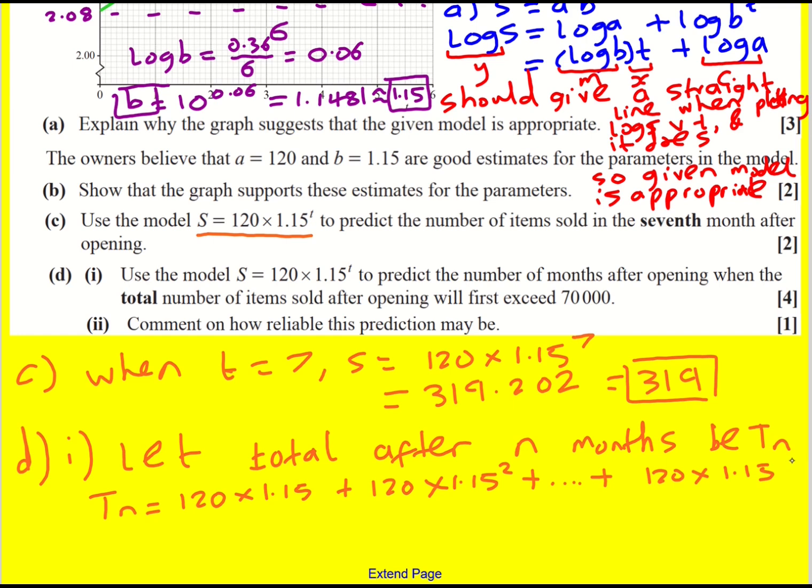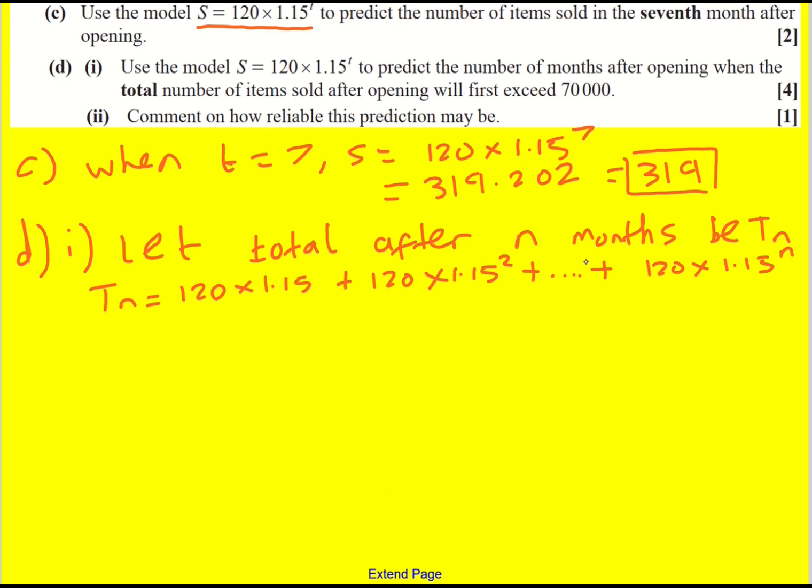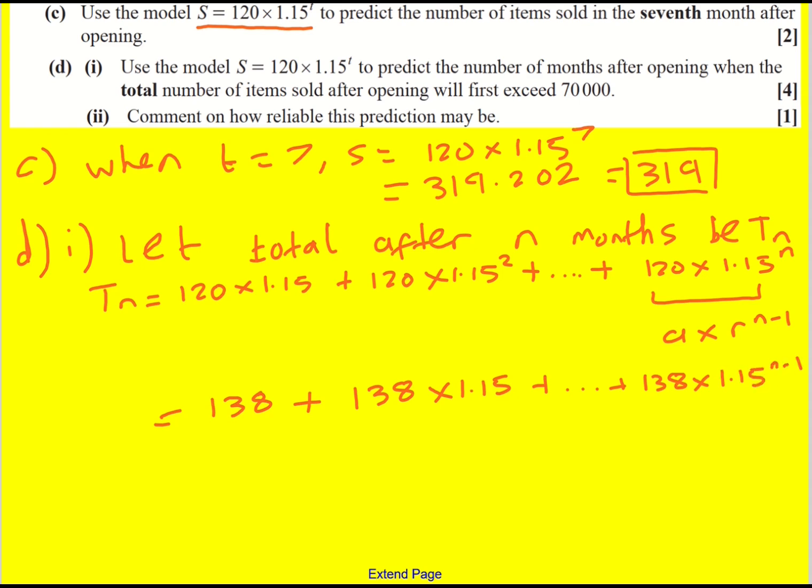So we do have n terms here, but it's not quite in our form a, ar, and so on. The last term should actually be a times r to the n minus 1. So I can sort it out because I can actually work out 120 times 1.15. It ends up being 138. So I'm just rejigging it to what we're used to with our geometric series. This is quite subtle but important. Then the second term would be 138 times 1.15, and the last term would be 138 times 1.15 to the n minus 1.